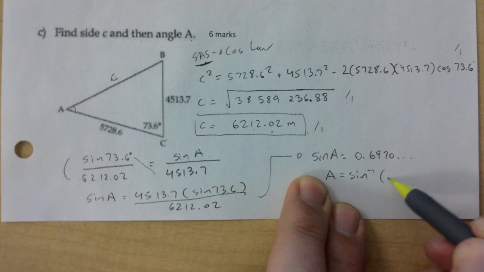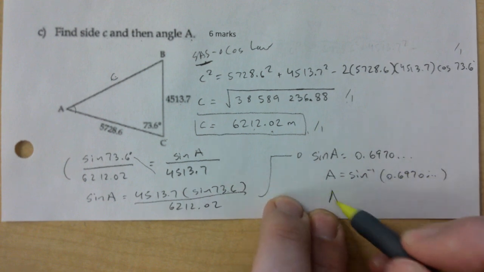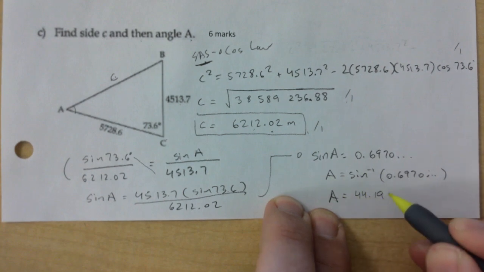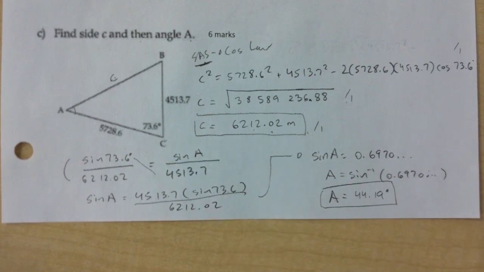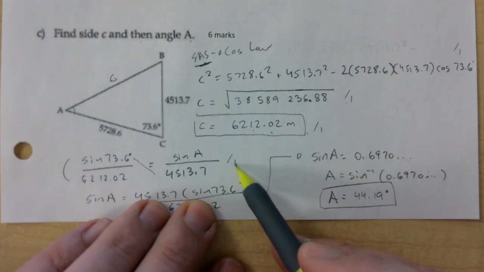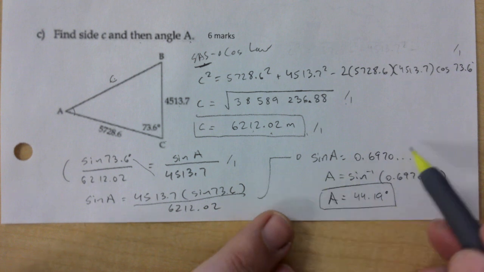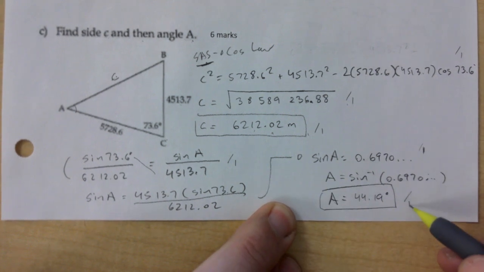Sine inverse of 0.6970... So you get 44.19 degrees. Again, the breakdown: 1 mark for the correct setup, 1 mark for the work that goes along the way, and 1 mark for the final answer.